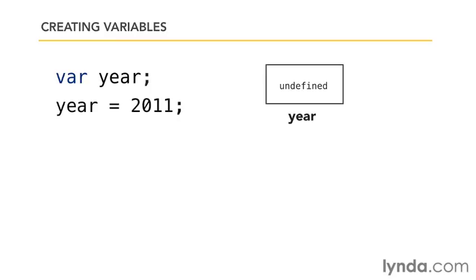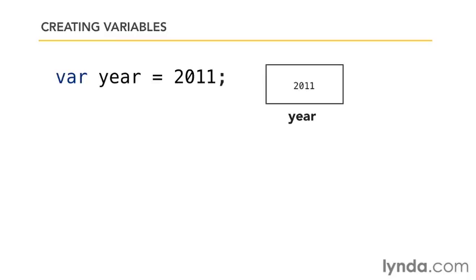We could do that as two statements. First, var year to make the variable, and then year equals 2011 to set it. Now, the equal sign here is setting the variable to the value 2011. It is an instruction. Now, more typically, if you're doing this, you just combine these into one statement. Var year equals 2011 to both define it and set its value.